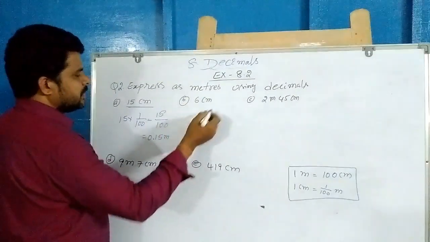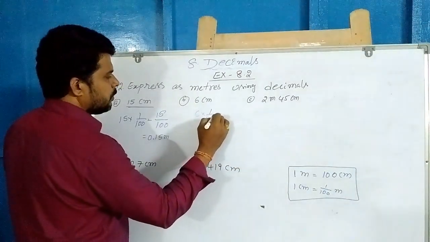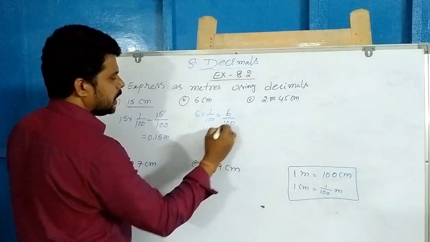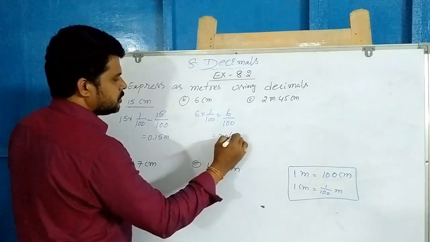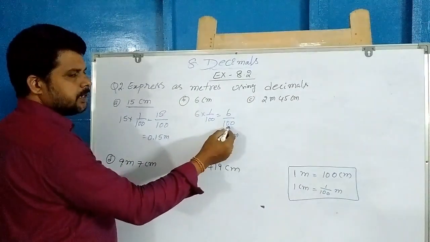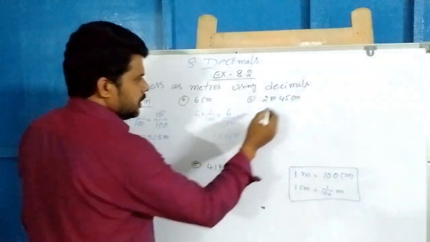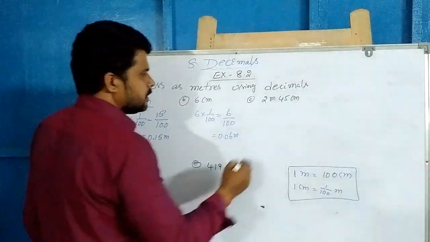Second one, 6 centimeters. 6 centimeters converted into meters. So 6 into 1 by 100, that means 6 by 100. 0.06 meters. 6 by 100 converted into decimal point is 0.06.